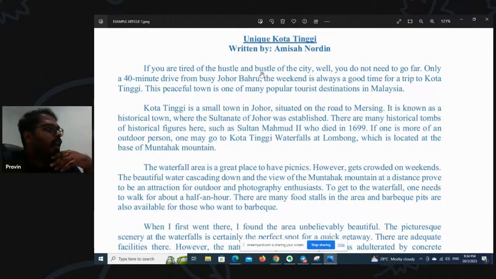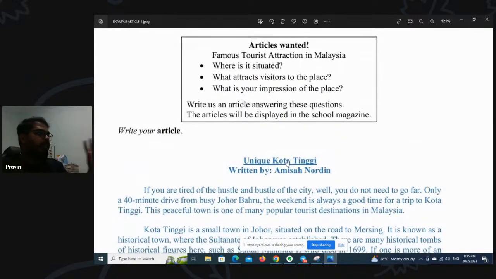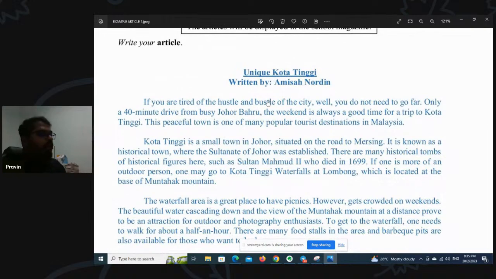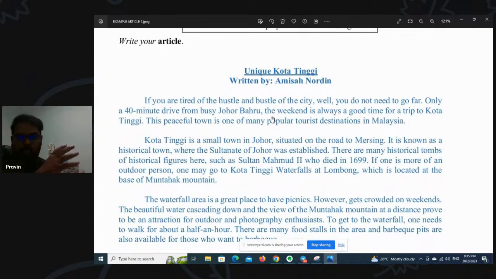If you are tired of the hustle and bustle of the city. Hustle and bustle means busyness. Well, you do not need to go far. Only a 40-minute drive from busy Johor Bahru. The weekend is always a good time for a trip to Kota Tinggi. This peaceful town is one of many popular tourist destinations in Malaysia. So it only talks about Kota Tinggi. It doesn't yet say where Kota Tinggi is located in detail. It only says, if you are stressed, you can go to Kota Tinggi. That's all it says. And then it says Kota Tinggi is very popular.